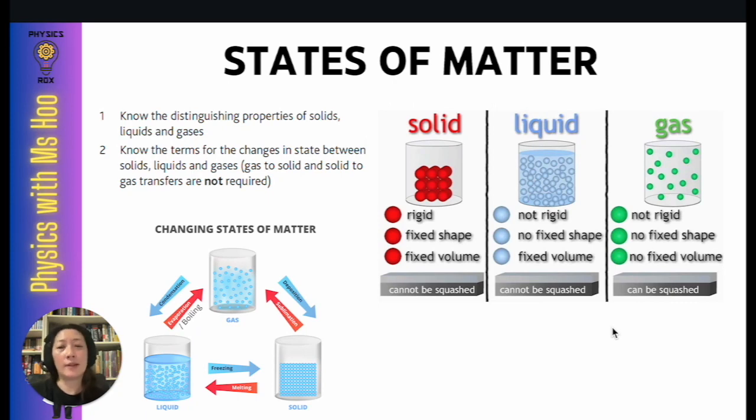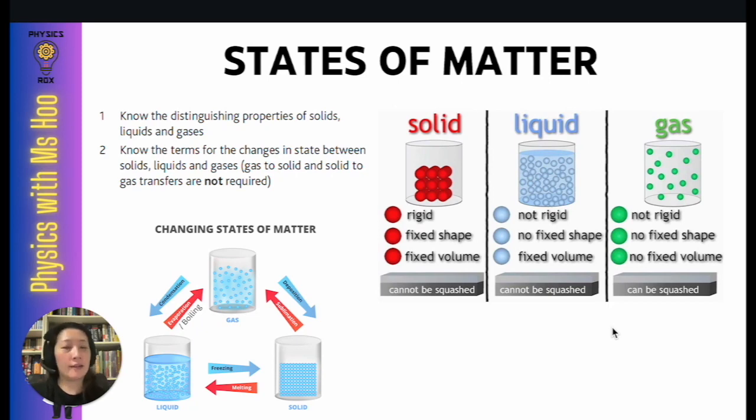You do need to be able to relate their properties to the particle arrangement as well as the forces between the particles, but we will cover that in the next slide. For now, let's just go through number 2, which is that you need to know the terms for the changes in state between solids, liquids, and gases.